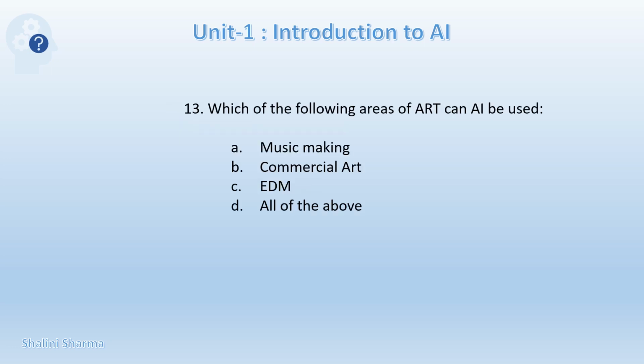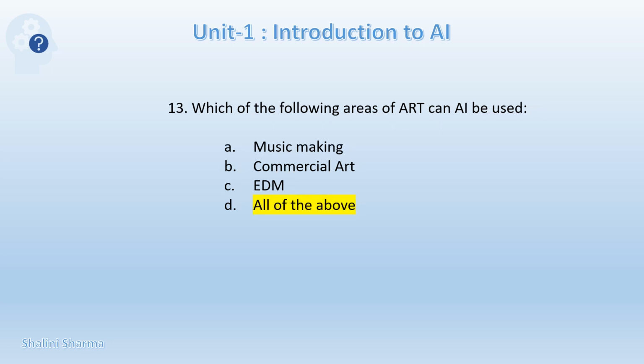Question 13. Which of the following areas of art can artificial intelligence be used? The options are A, music making, B, commercial art, and C, EDM. D option is all of the above. Artificial intelligence can be found in all the above mentioned options: for making music, for commercial art, for electronic dance music.